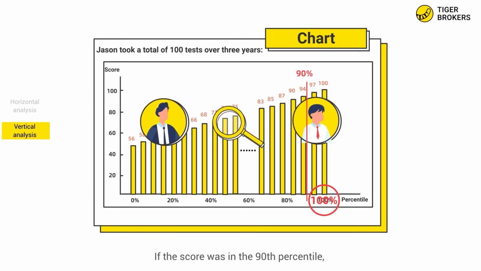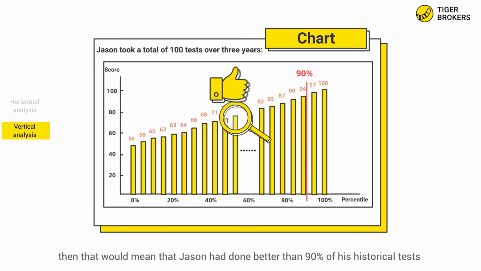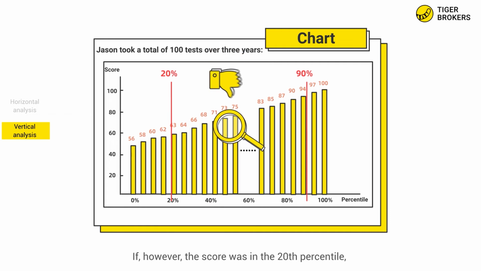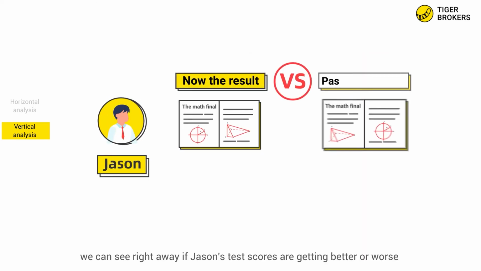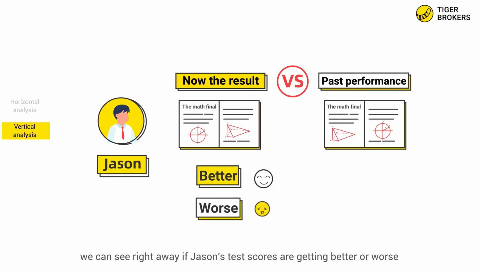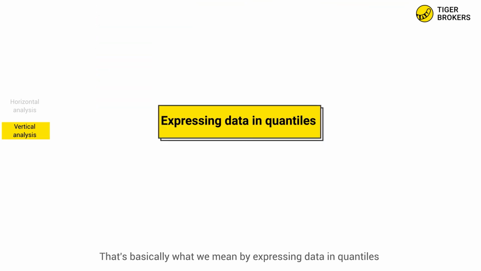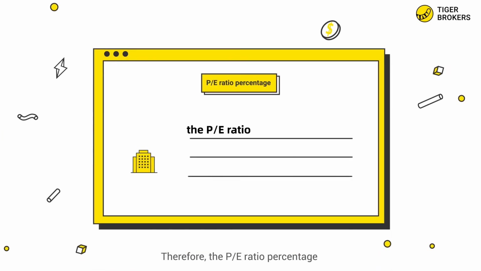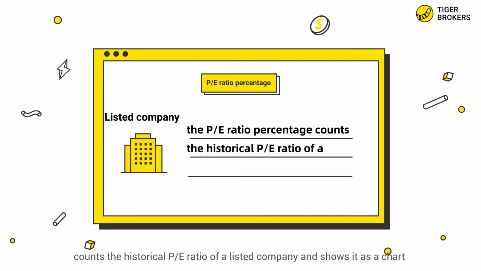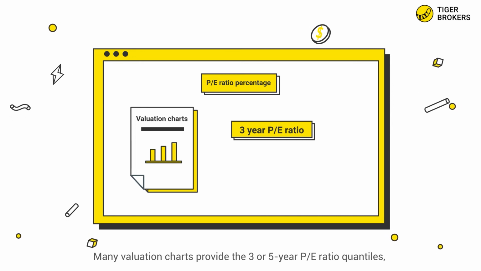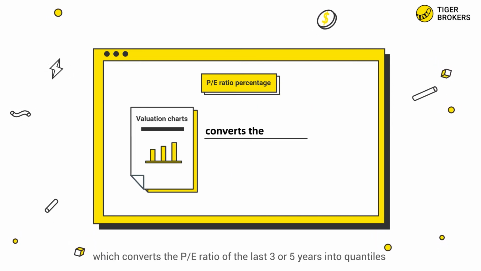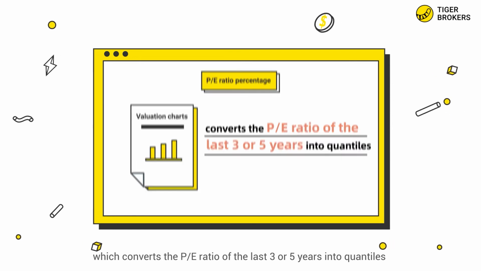Once the chart was completed, Jack could compare the scores every time Jason took a test. If the score was in the 90th percentile, then that would mean that Jason had done better than 90% of his historical tests. If, however, the score was in the 20th percentile, then that would mean that he had scored 80% lower than his historical results. Using this method, we can see right away if Jason's test scores are getting better or worse. That's basically what we mean by expressing data in quantiles. Therefore, the PE ratio percentage counts the historical PE ratio of a listed company and shows it as a chart. Many valuation charts provide the 3 or 5 years PE ratio quantiles, which converts the PE ratio of the last 3 or 5 years into quantiles.